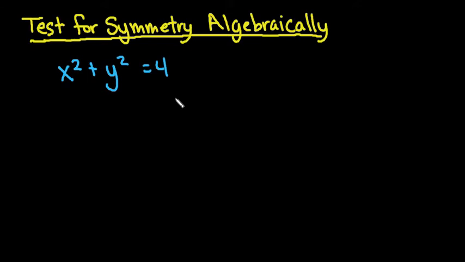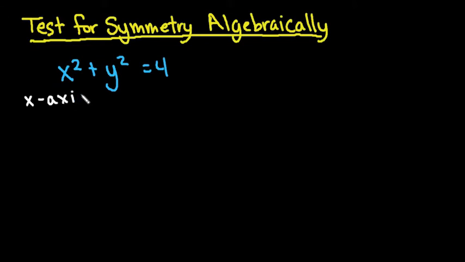It is possible for it to be symmetric with respect to any one of those three, none of those three, or all of those three. So you always want to just check all of them to see what types of symmetry it has. So the first one that we're going to start with is the x-axis.